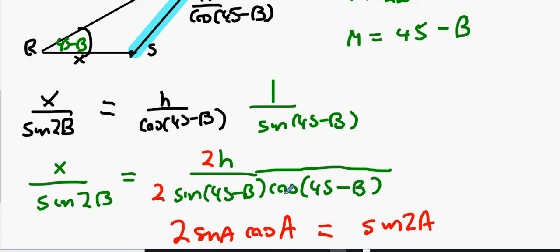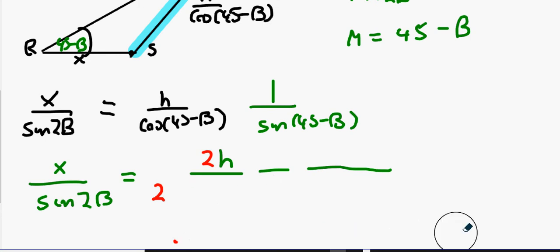Don't worry. We're going to get it in a second. Anybody know it? What's 2 times 45 minus b? 90 minus 2b. Excellent. Would everybody be happy with just 2 sine 90 minus 2b? Alright. Now you're in business.